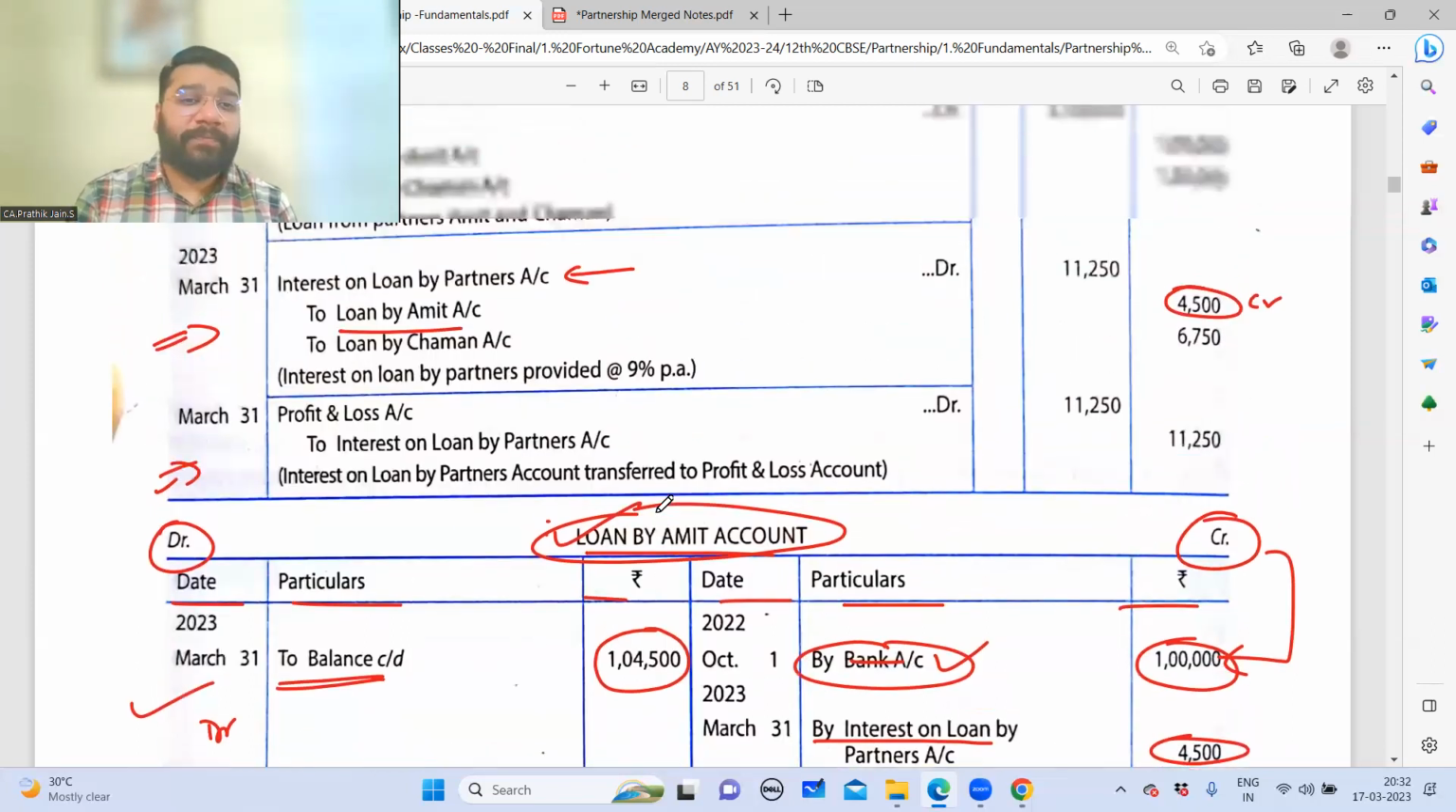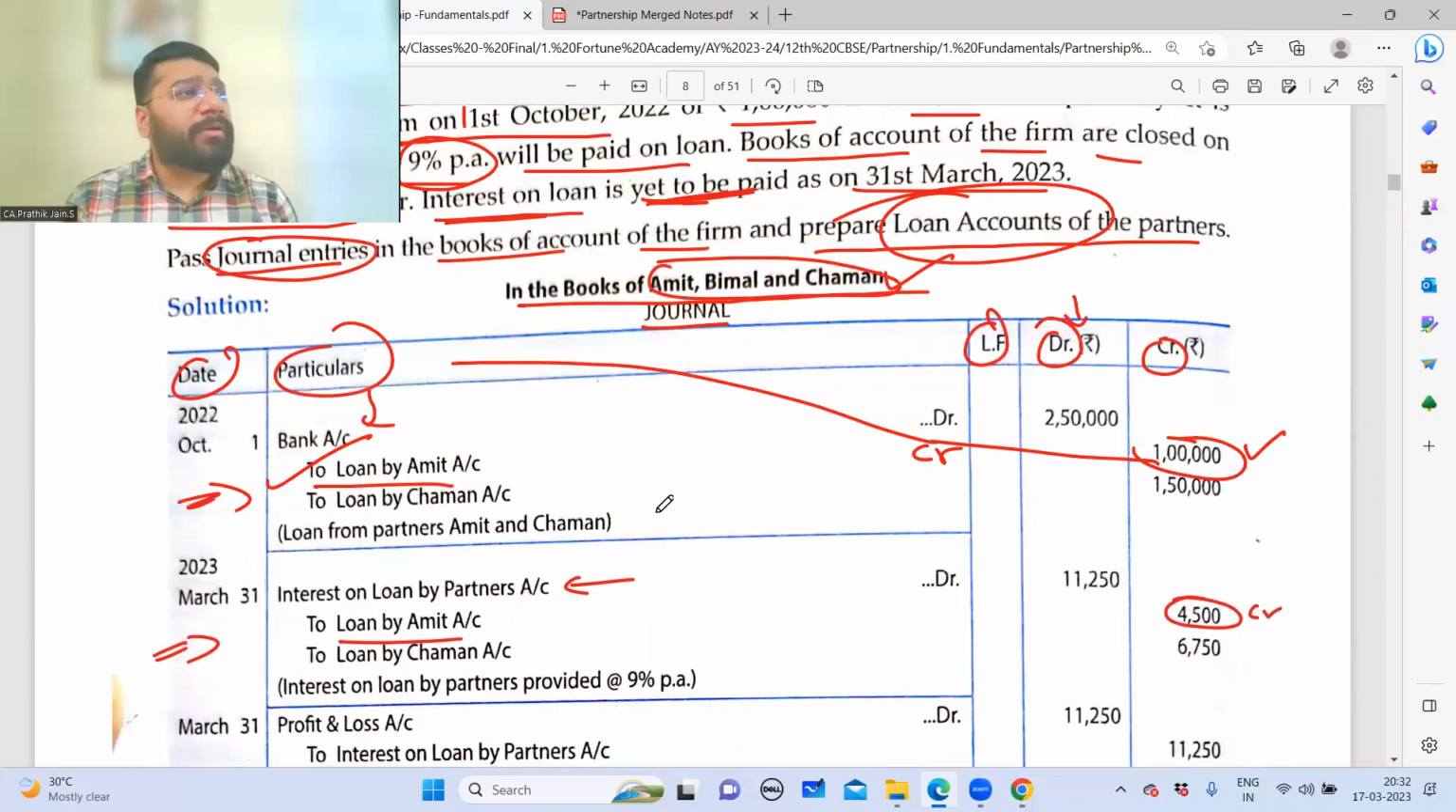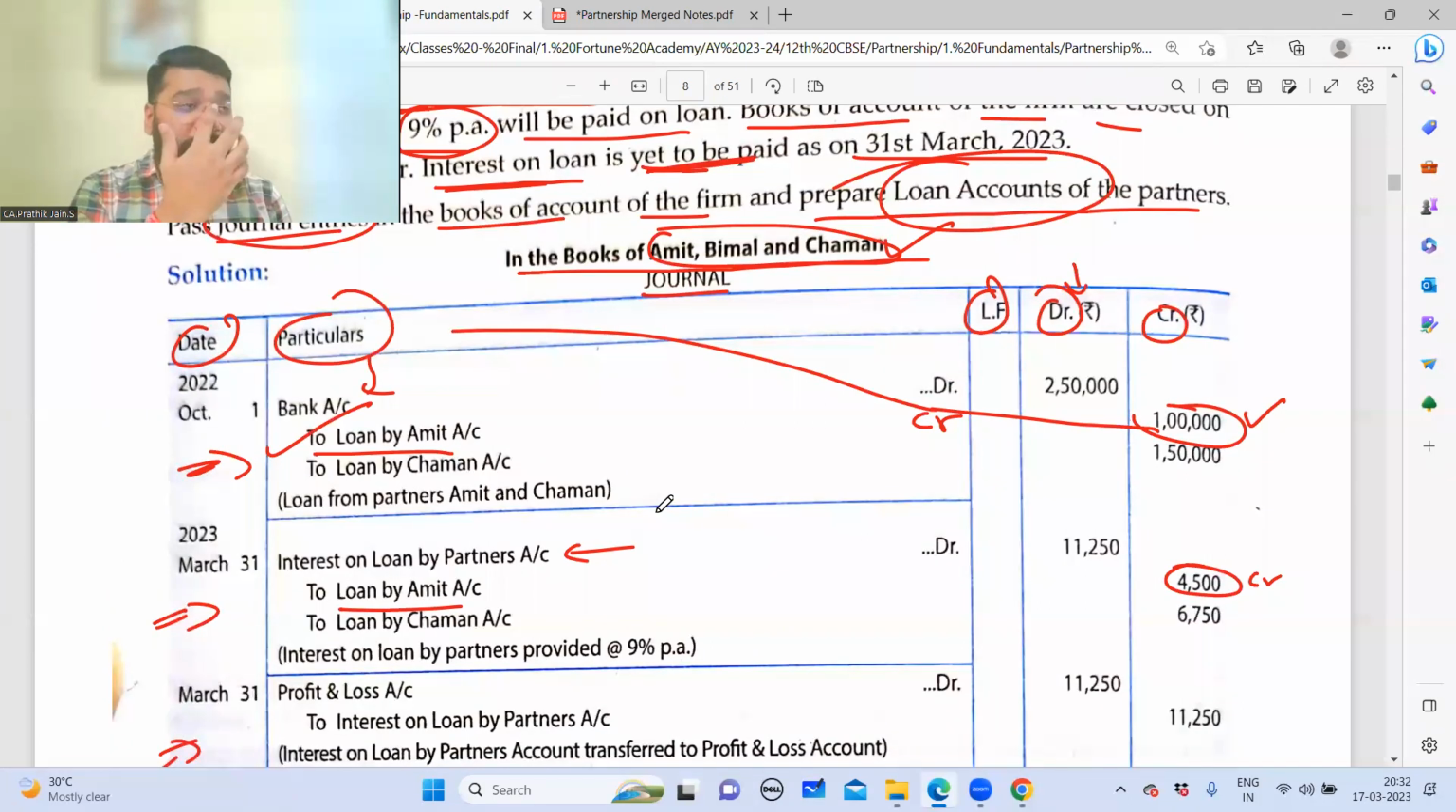What question do you want to ask? Yeah, question tag, like you have the journal entry with you. Acha, you want to ask a question? Okay.